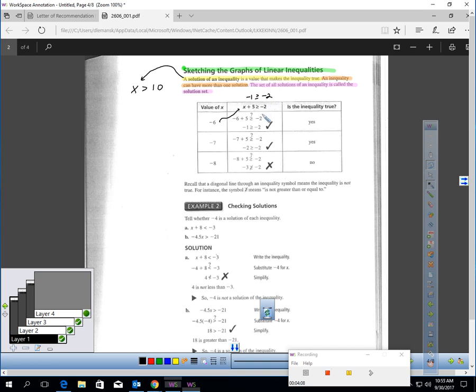Well, think about a number line. Negative 1 is definitely farther right on the number line. So yes, this is true. Negative 6 would be a solution.